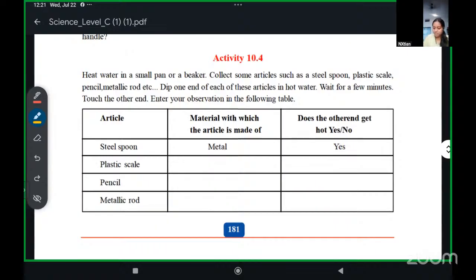Plastic scale, which material? Plastic. Pencil, wood. Metallic rod, metal. Can you all tell me what will be the observation? Will the other end of the plastic scale get heated up? No, ma'am. No. Will the wood get heated up?